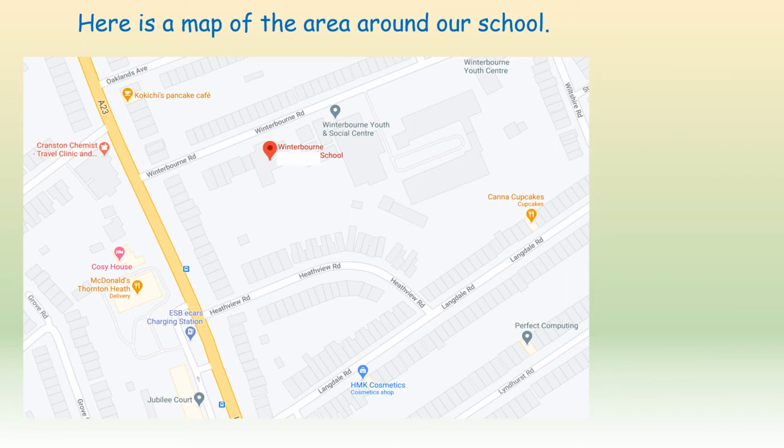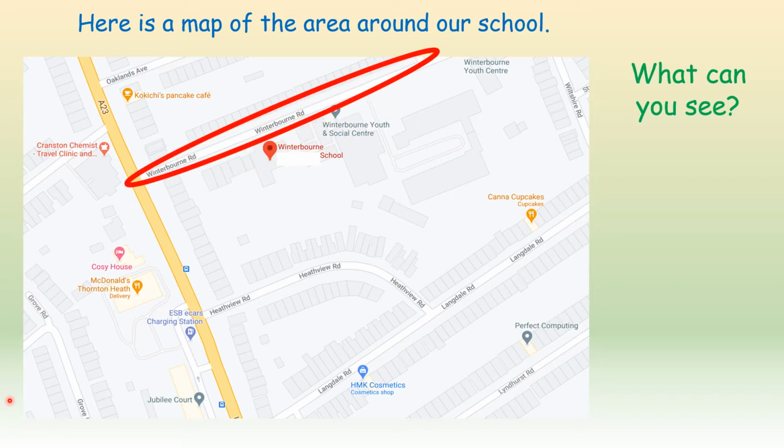On your screen, you will find a map of the area around our school. If you look, you will see that this red point is our school and it says Winterbourne School. What else can you see on the map? So if you look, I can see Winterbourne Road, which is the road we walk down to get towards our school.